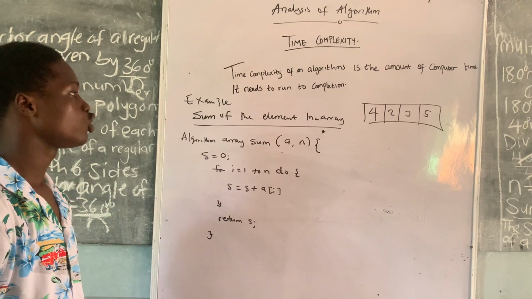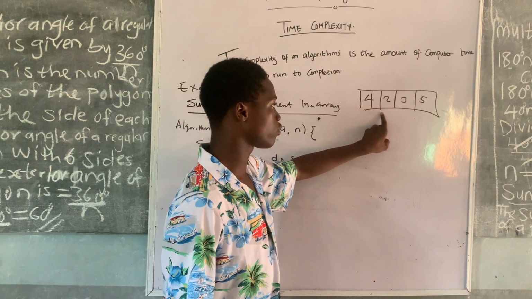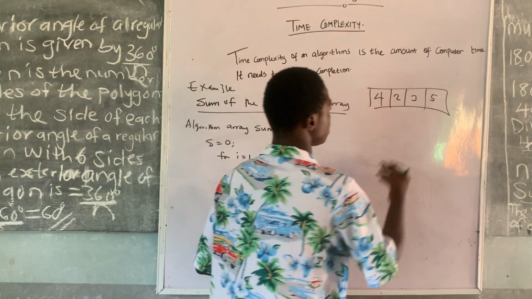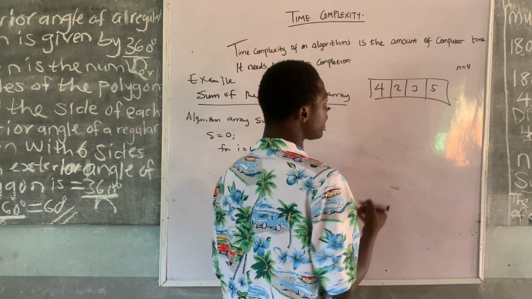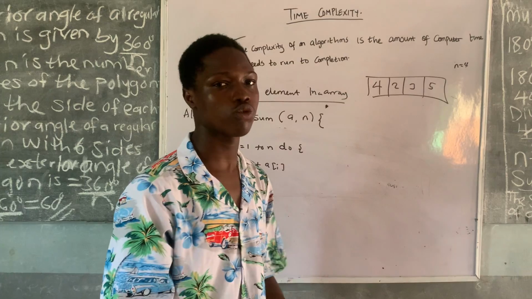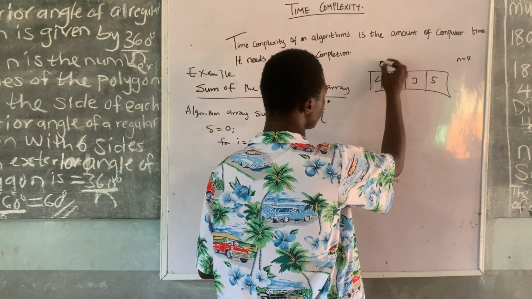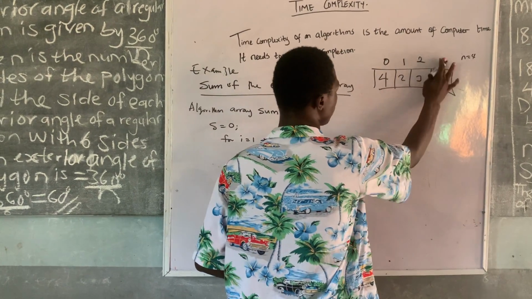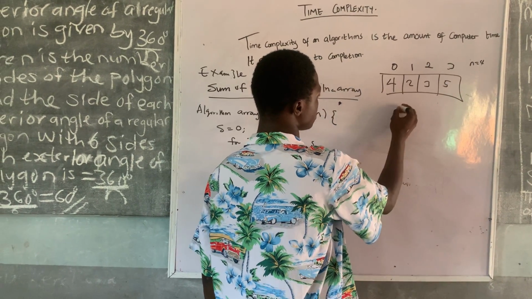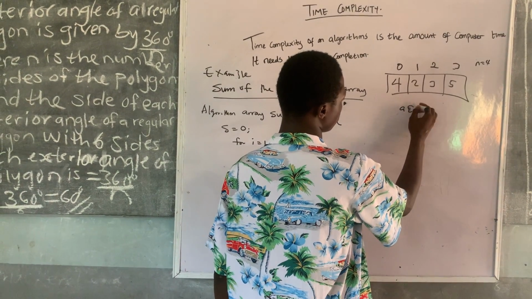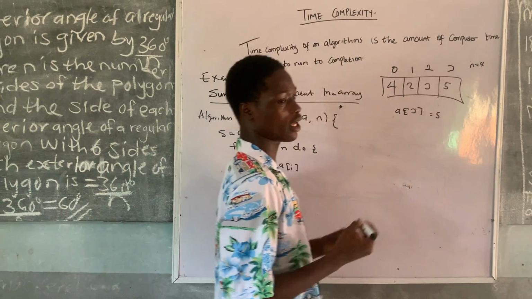Initially, the n for this array is the number of elements in the array, which is 4. That's 1, 2, 3, 4. But to pick out an element in an array, we use what we call the index. So we have index 0, 1, 2, 3. If I want to call on 5, let's assume this array is A, I can call A of 3, and A of 3 is going to give me 5.